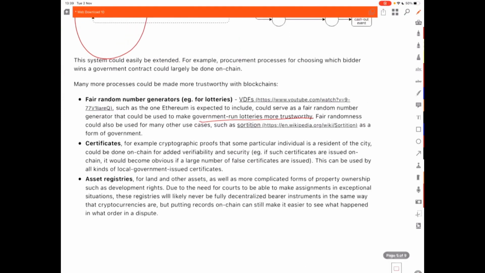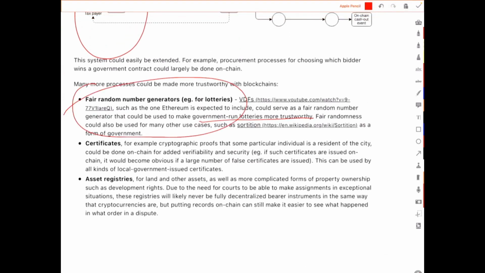But yeah, then he talks about lotteries. I've been interested in kind of lottery stuff.